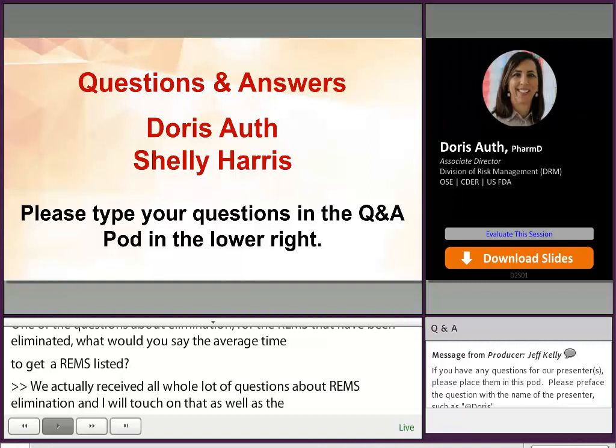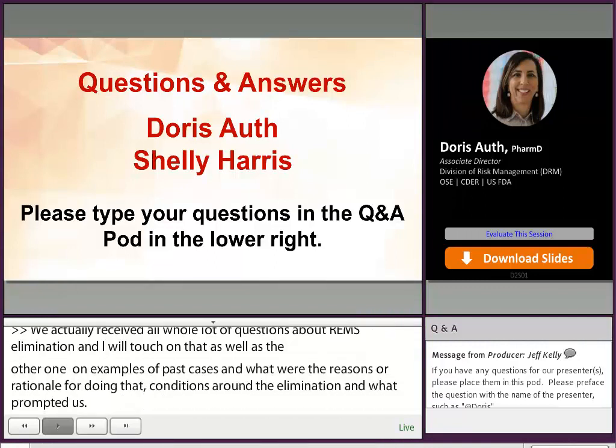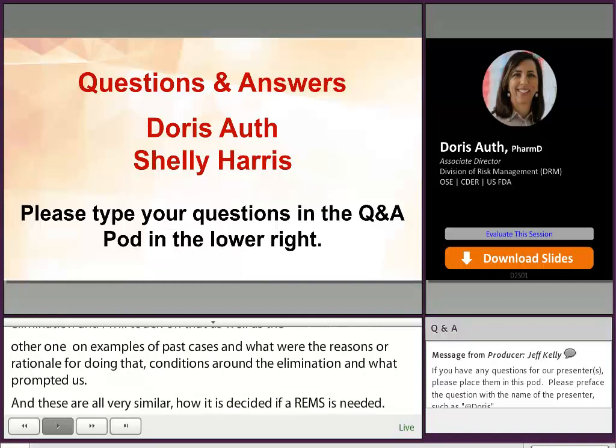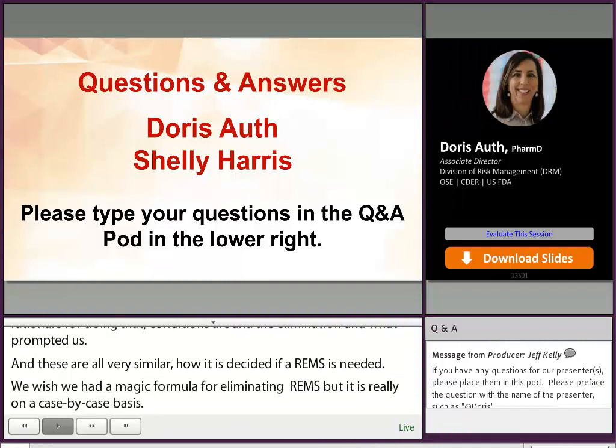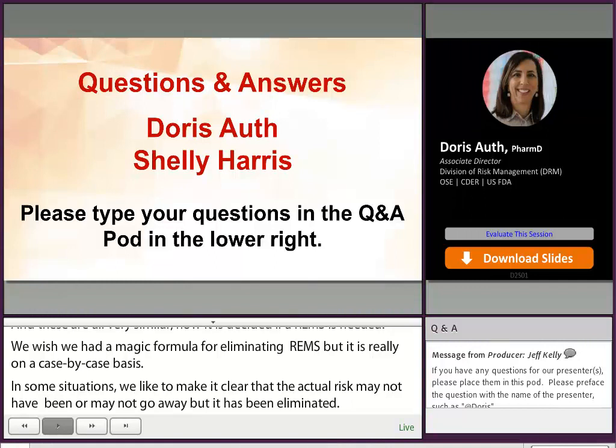We would love to have some sort of magic formula for whenever we could eliminate a REMS, but what we've done to date has been on a very case-by-case basis. In some situations, we like to make it clear that the actual risk may not go away, but the REMS has been eliminated. An example for that would be the Tikecin REMS. That was eliminated, I believe, in 2015, perhaps 2016. And there were several points that led us to determine that we could eliminate that REMS.